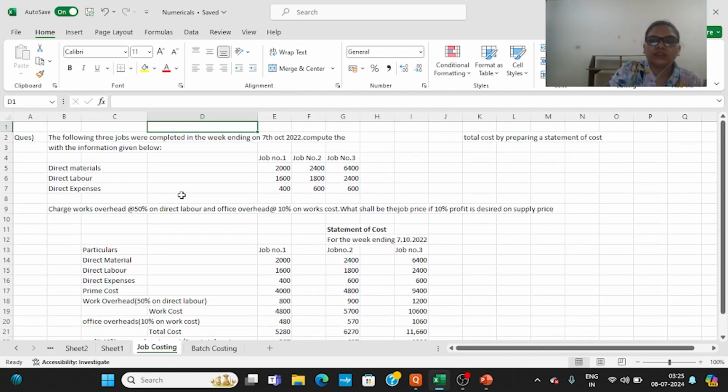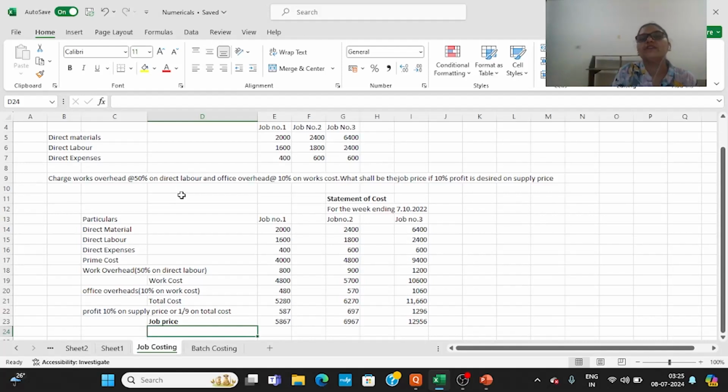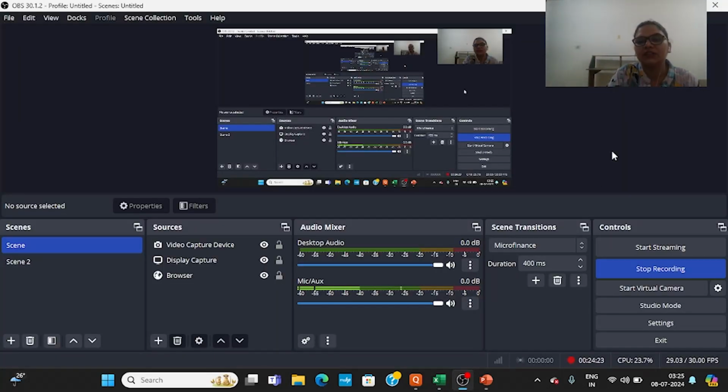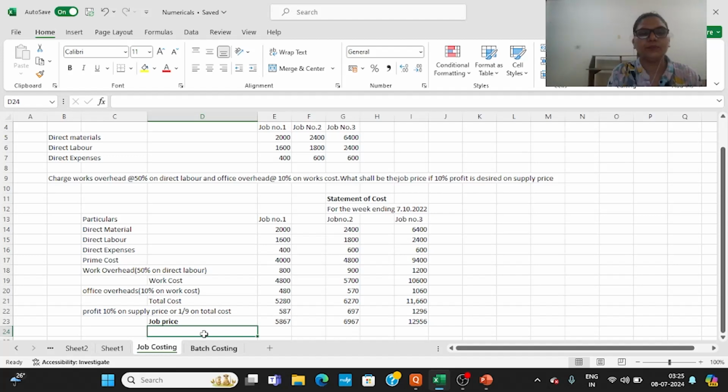So this was all about different kinds of jobs and preparing the job costing statements. As I told you in the starting of the lecture, we will be discussing both numerical and practical aspects related to job and batch costing. In this particular session, we are done with the numerical aspect of job costing. Now let us focus on the numerical aspect of batch costing.